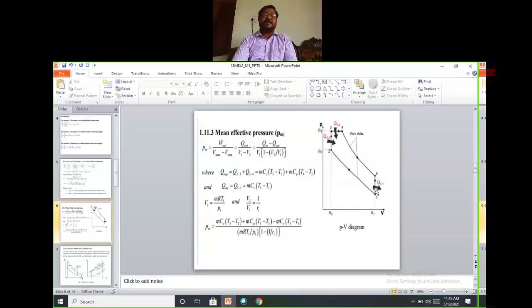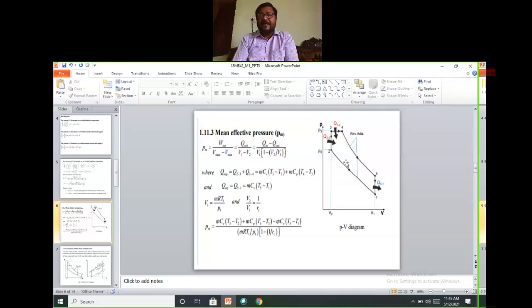Whatever the cycle, maybe any cycle, the mean effective pressure is the pressure applied on the piston while doing the work. After burning some fuel, whatever the pressure applied on the piston is called the mean effective pressure.